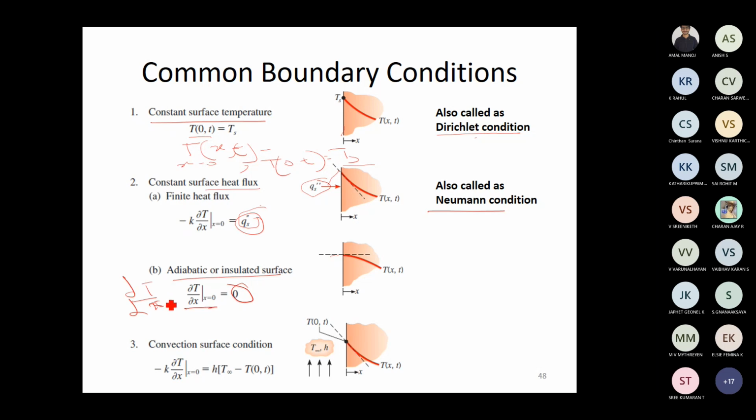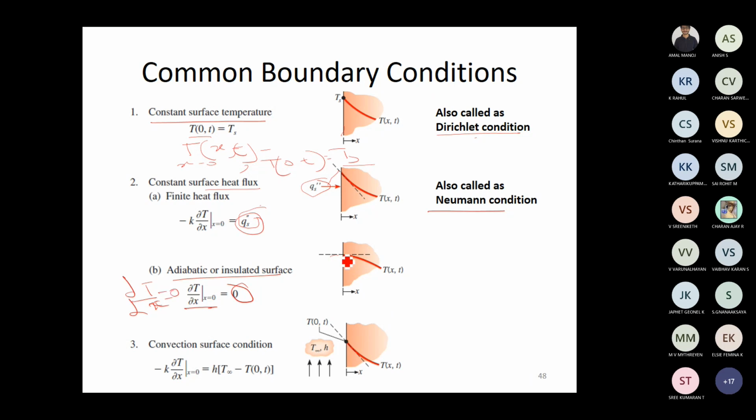Now this dT by dx is equal to 0. dT by dx, what is that? We call that the thermal gradient. So whenever there is an adiabatic surface, the thermal gradient will be equal to 0. That means the temperature will not change with distance. The slope will be equal to 0, not infinite.